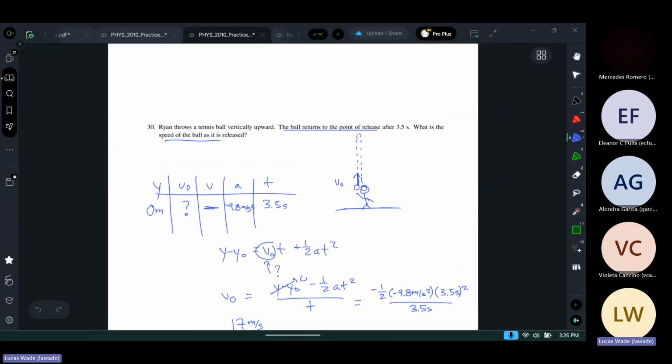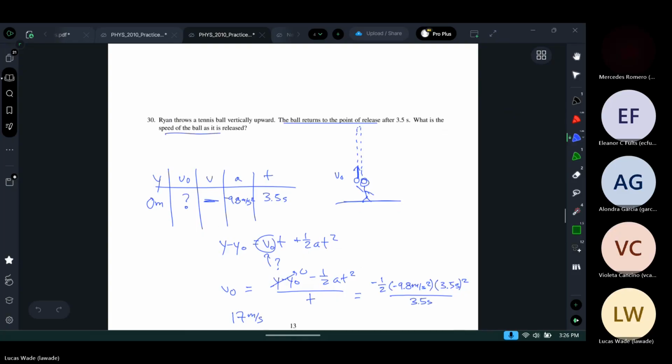And the other thing I could do is actually I can do this without much math. So it takes the ball 3.5 seconds to go up and come back down. Because that's symmetric, the time it takes to go up is the same as the time it takes to go back down. Each is half of that total time. In other words, it takes about 1.75 seconds to go up, 1.75 seconds to come back down. Well, 1.75 seconds is also the time it takes for the speed of the ball to go from V initial to 0, because it's going to stop momentarily at the top of that path.